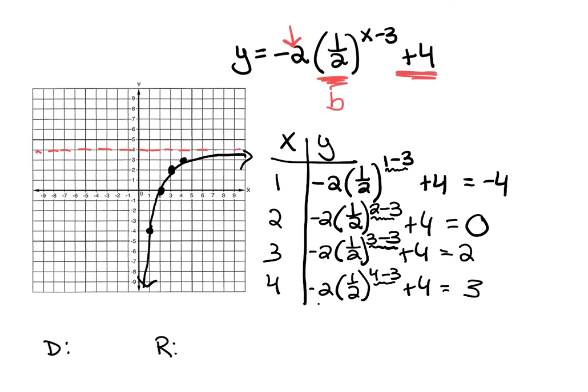All right, domain and range. The domain is still all real numbers because it's all x values. But range, it's now y is less than our asymptote, which is at +4. So y is less than 4.